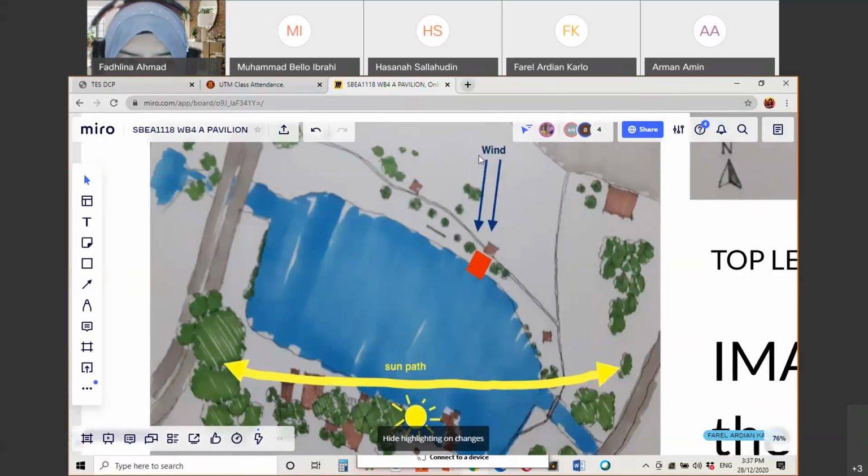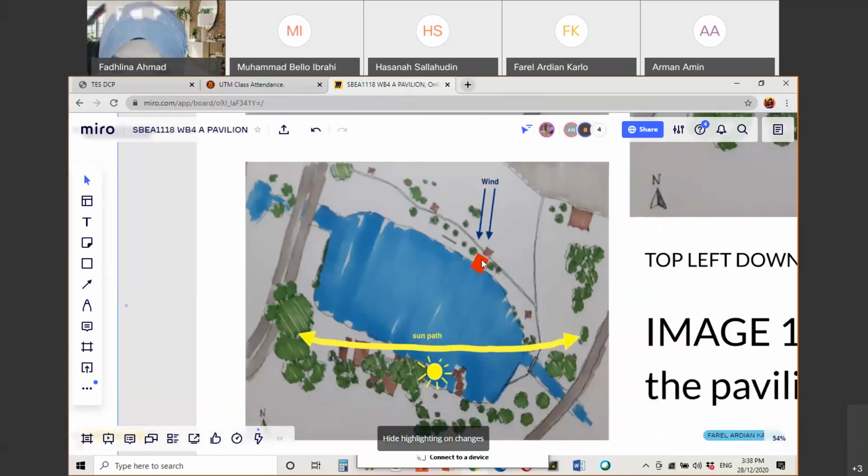Usually we need to go to the site and test it out manually. We use a tissue, let it fall, and then we know the direction of the wind from where the tissue is going. It's okay that you include this in your presentation, but perhaps it is not really crucial.